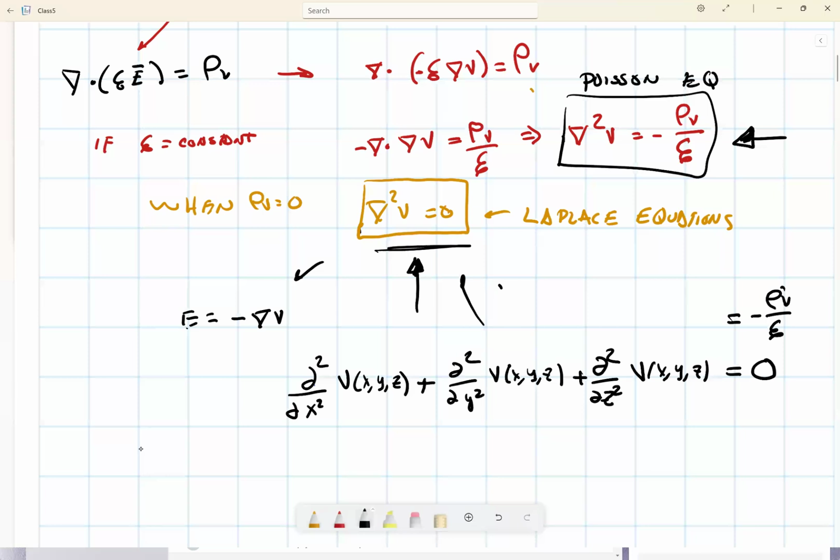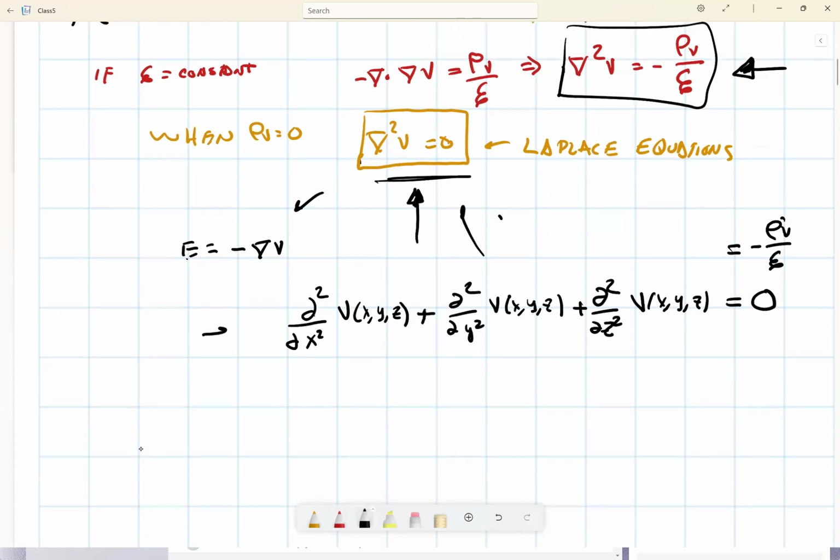So how do we solve that equation? Well, it's a partial differential equation in 3 variables, and there are methods to do it for geometry. And normally, this is the equation that we solve, and normally it's subject to boundary conditions.